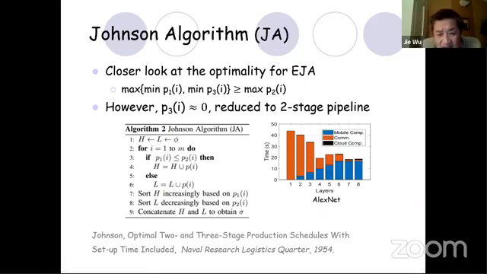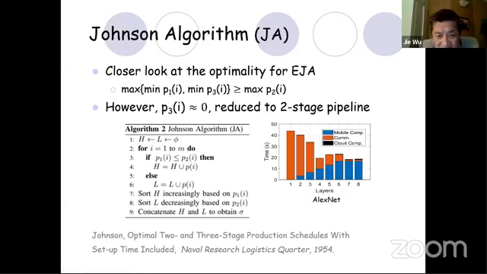Why do we study two-stage? Because with two-stage, you can solve it optimally. That's a big difference. In three-stage, we proved this is an NP-hard problem, but for two-stage, we can do it. So how do you find the optimal schedule for two-stage? It's called the Johnson algorithm.